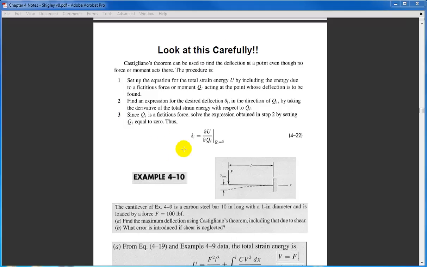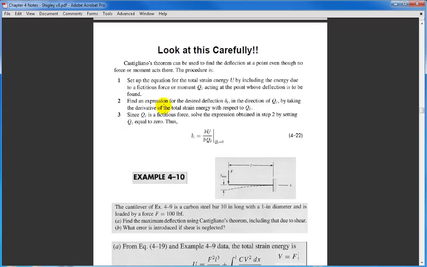It says we can calculate the deflection at the location where we choose to place the dummy load, in the direction that we place the dummy load, and that deflection in the direction of Q at the location of Q is the partial of U with respect to Q. But if we then set Q equal to 0, that's the special thing, what we end up with is the deflection at that special place in that direction because of all the other loads, while we set Q equal to 0.